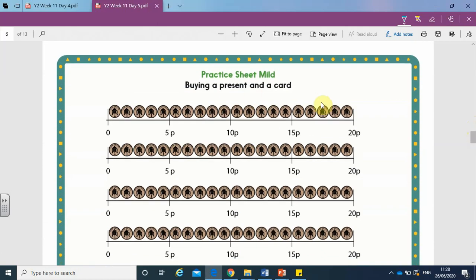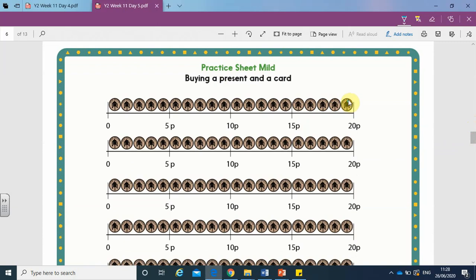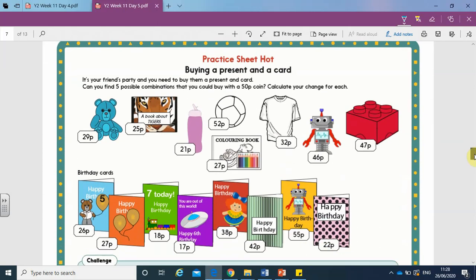Here they've got lines to count back. If that's your choice of strategy, that's fine. So that one would be 20, count back to 18, so 20, 19, 18. So you could count back and have 18. It's not my preferred way, but if it's yours, go for it. I'm happy with whatever you're happy with.